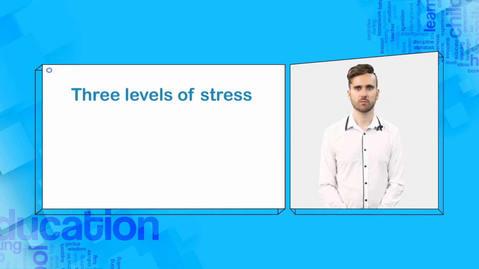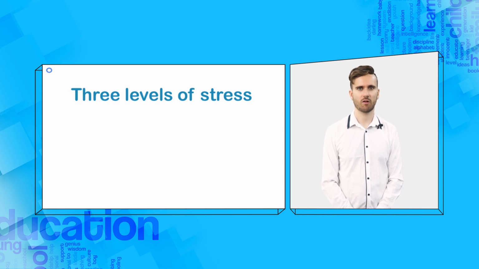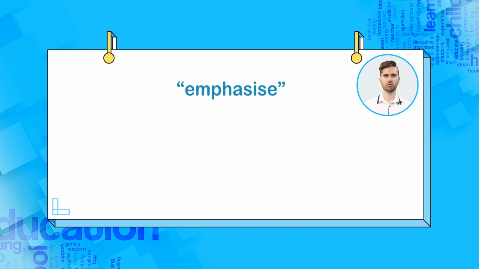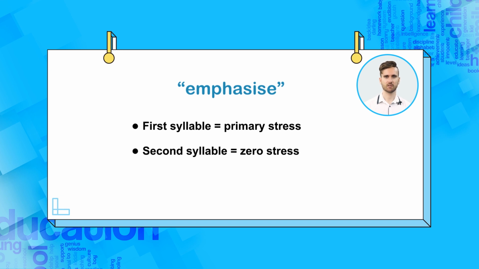Instead of just 2 levels, stressed and unstressed, there are actually 3 levels: primary stress, secondary stress, and zero stress. A syllable with primary stress is the loudest, the highest, and the longest. A syllable with secondary stress is quite loud, quite high, and quite long. Finally, a syllable with zero stress is quiet, low, and short. For example, the word emphasize. The first syllable has primary stress, the second has zero stress, and the third has secondary stress.